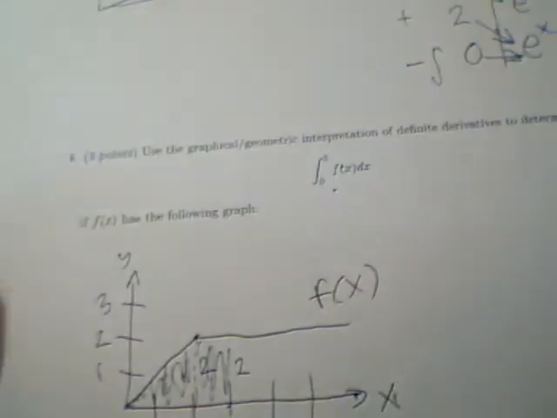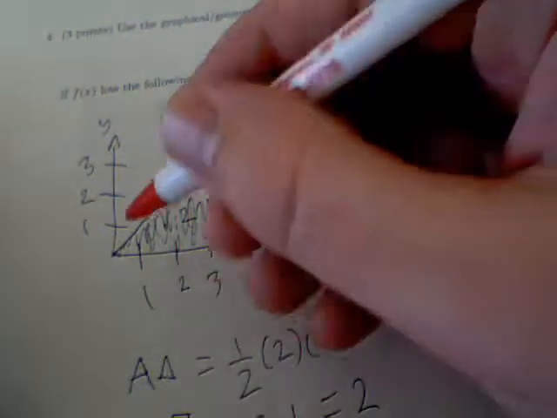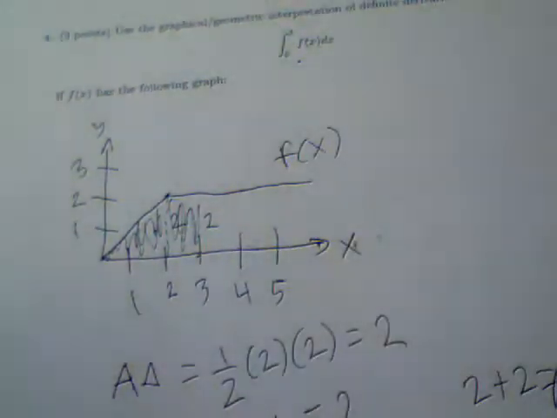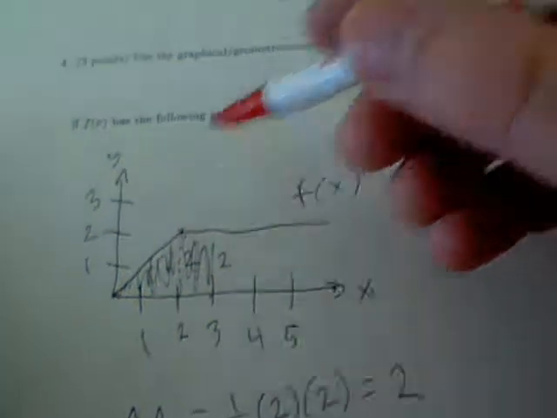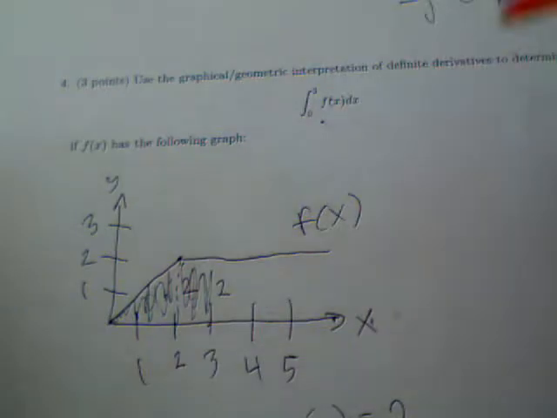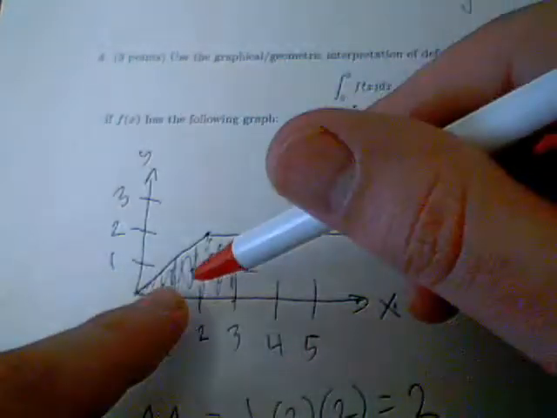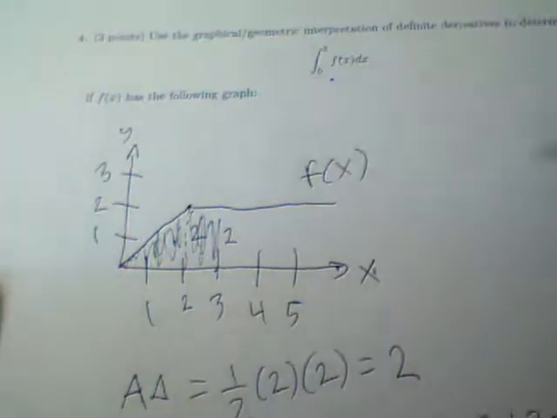What I'm really looking for here, when I say graphical or geometric interpretation, is that I need to know you're looking for the area underneath the curve. So if you do nothing more than shade the area under the curve, that should earn you points, and that should be worth something at least. This question was missed a lot, so I wanted to clarify that geometric interpretation means look under the curve here. And we're assuming that this is the graph of f of x.